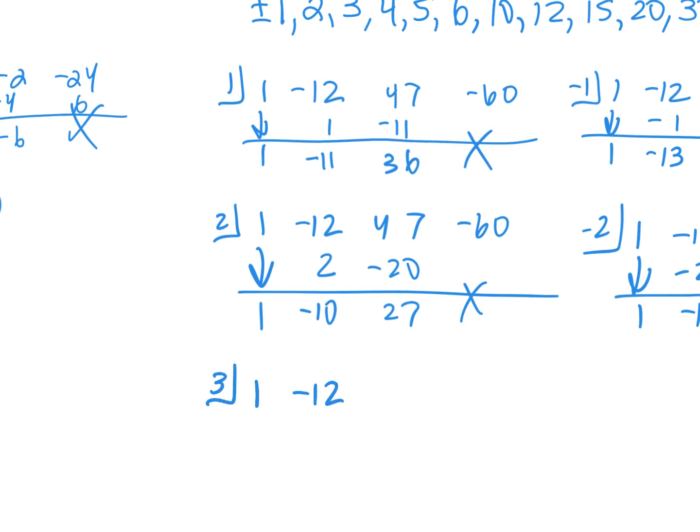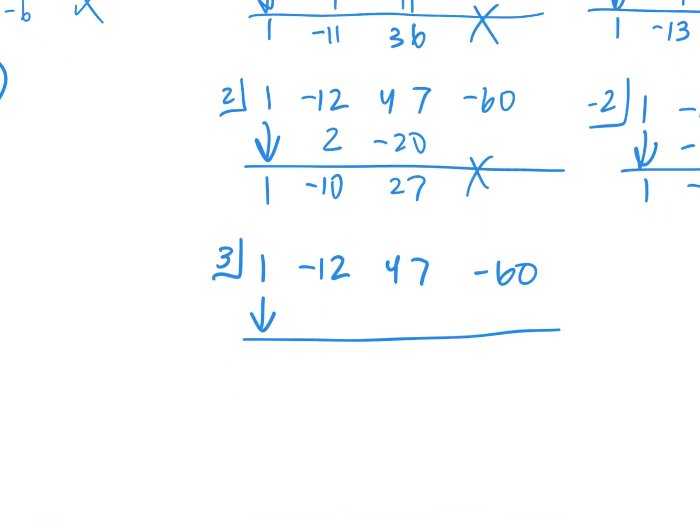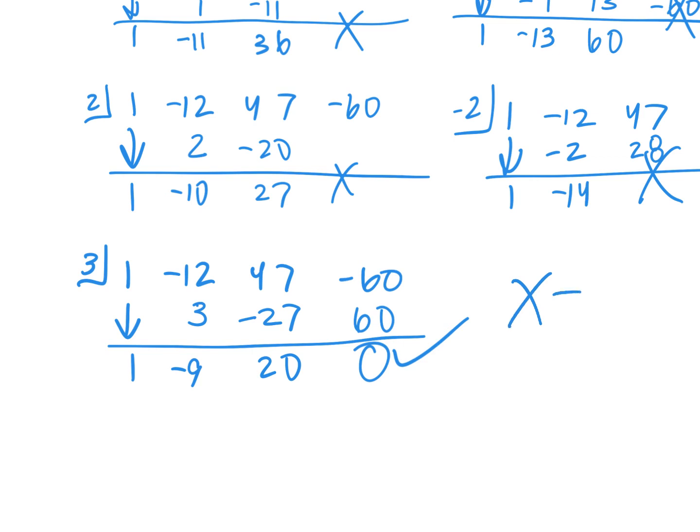1, negative 12, 47, negative 60. 1 times 3 is? Negative 12 and 3 is? Negative 9. Negative 9 and 3 is? Negative 27. What's 47 and negative 27? 20. What's 20 times 3? Woohoo! What's negative 60 and positive 60? I heard you say it. What's negative 60 and positive 60? 0. So what did we just prove? X equals 3. What a relief.